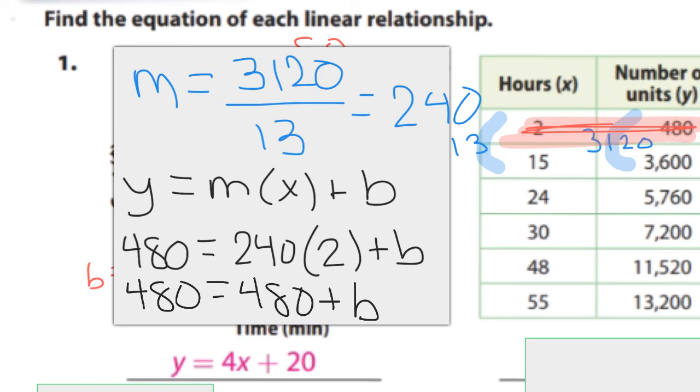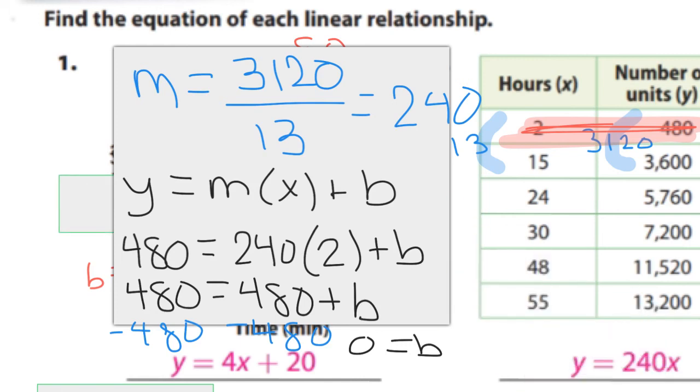So I want this b to be by itself. So take 480 away from both sides. Oh, I don't give myself enough space. And so my b is going to equal 0. So I have a 0 intercept. In my equation, y equals 240x.